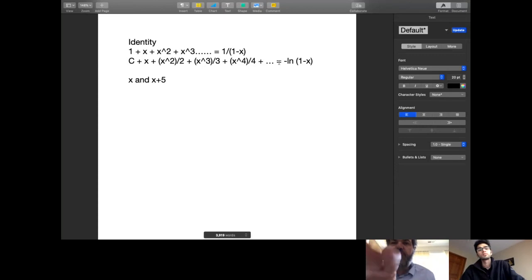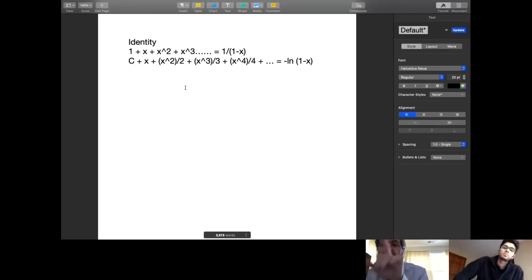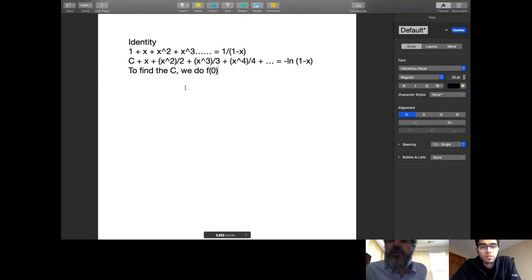So let's remove this x and x plus 5. That was just an example. The two different functions have the same derivative. And let's write in words. To find the constant c, take a particular case for x. Take x equals 0. So we look at both sides.